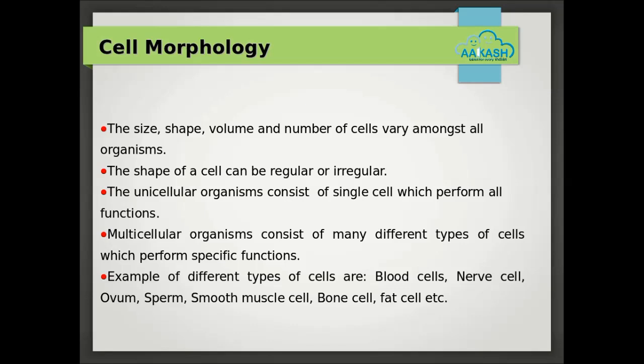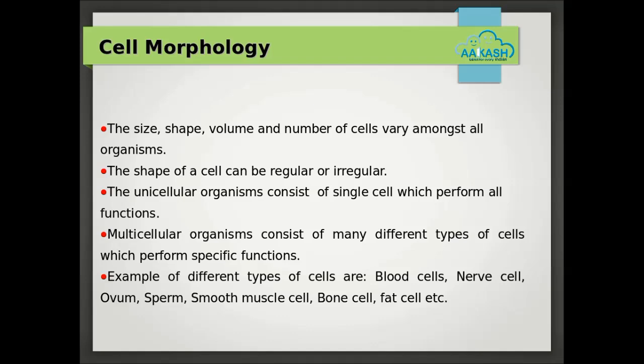Cell morphology. The size, shape, volume and number of cells vary amongst all organisms. Both shape and size of cells are related to the specific function of the cell. The shape of the cell may be variable or fixed. Irregular shapes occur in amoeba and leukocytes.